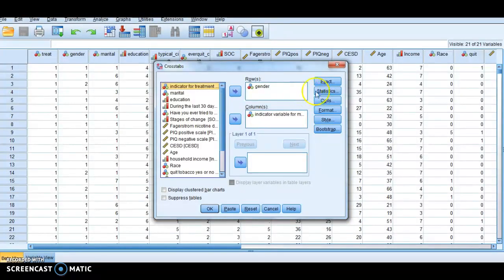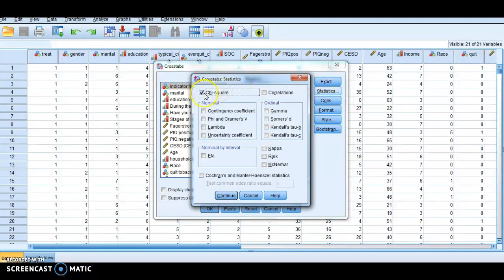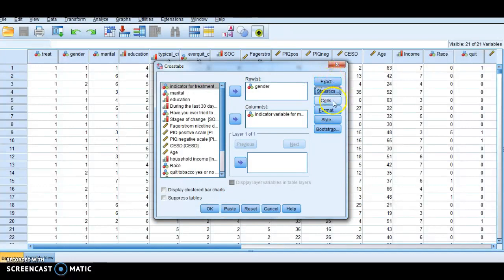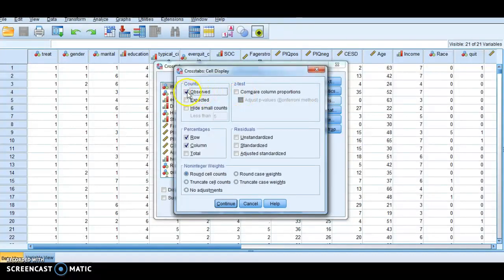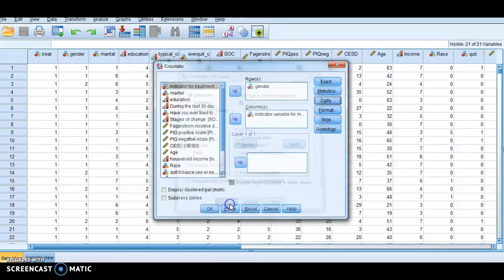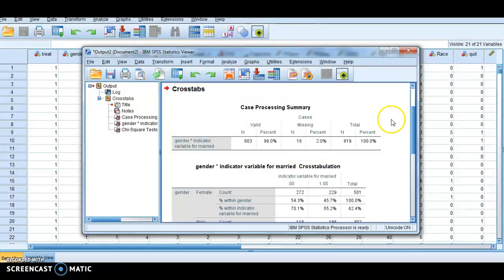And I'm also going to check and make sure that chi-square is checked for the statistics box, and it is. And then under cells, I want to make sure that I have not only the observed number in each of the cells, but also the row and column percentages, because that will be useful for interpreting the output. So all that's fine. Obviously, you can check the statistics button and the cells button to make sure that you have those. But those are things that you will need for the homework assignment. So I just hit OK. And here's what we have.